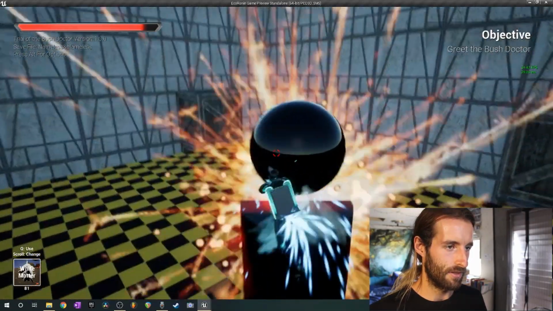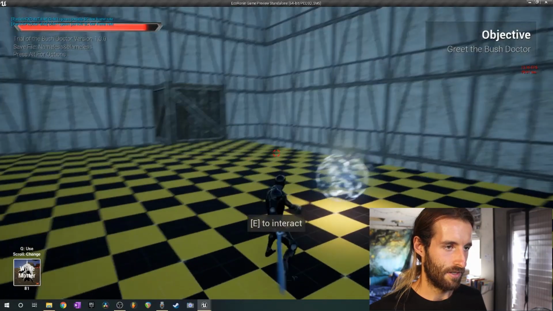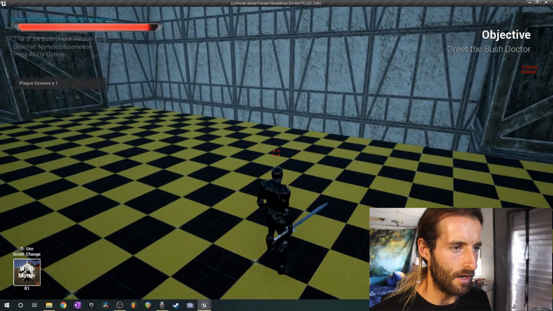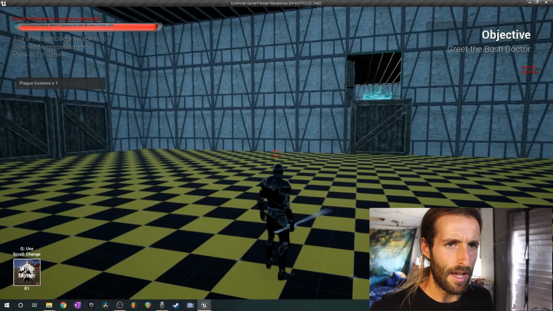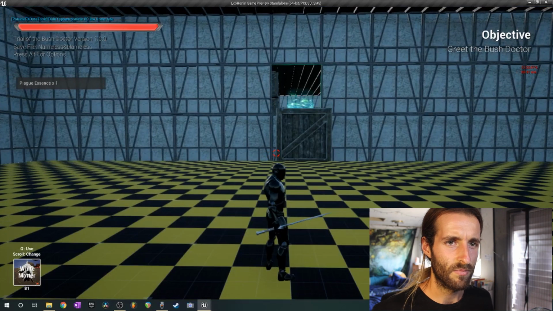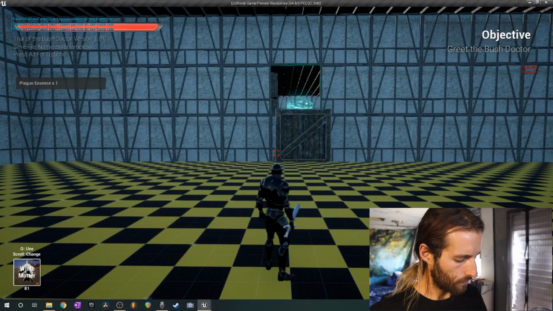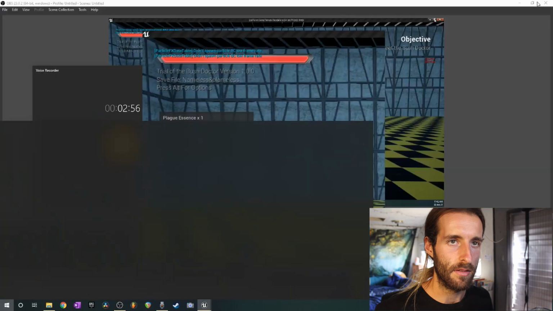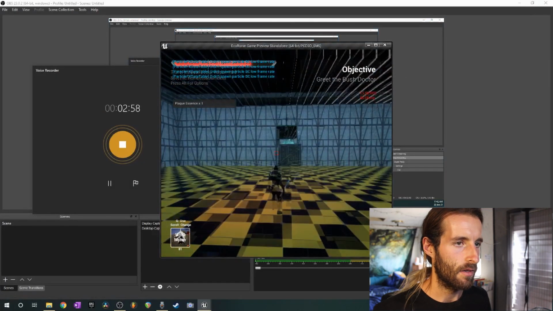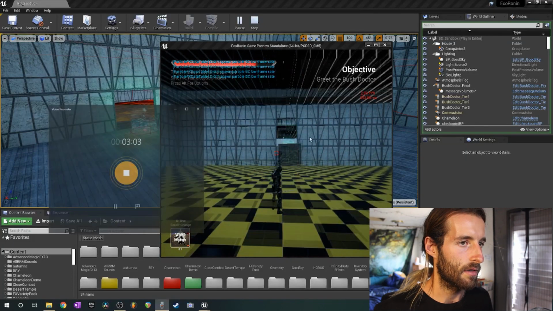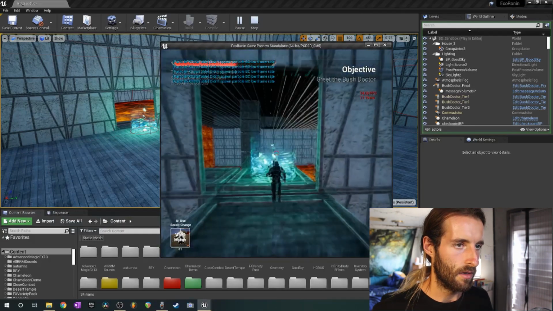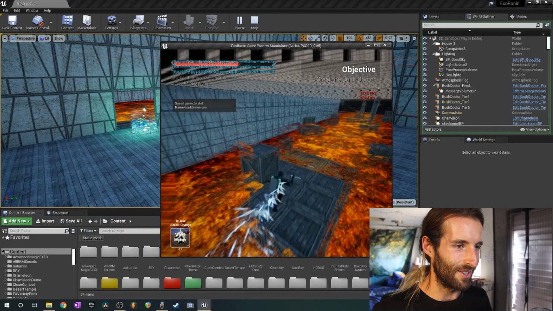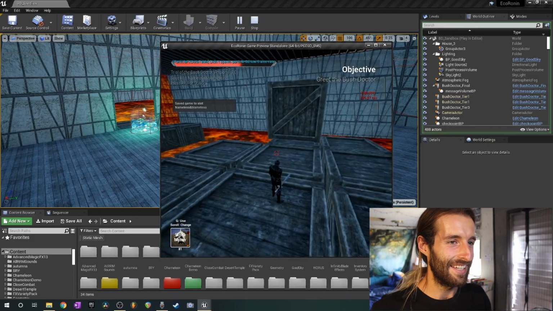Okay, so he's dropped this item that I need, the plague essence. And we got a little bit of lag right now. Maybe I can play in a small screen and see if that helps. Not particularly. Oh shit, the plague doctor's back. I don't know what's causing this lag. Oh god, look at that. The effect.